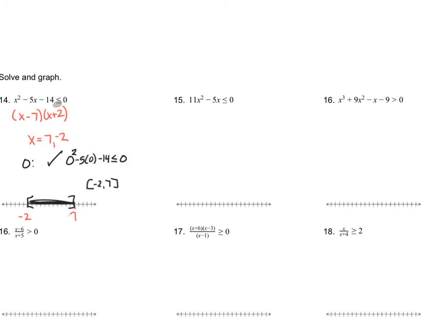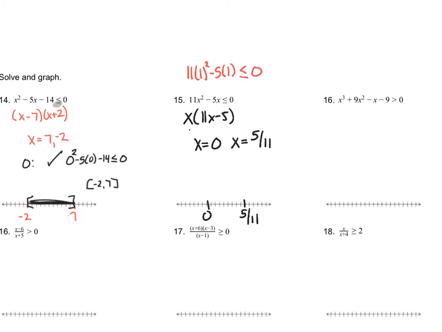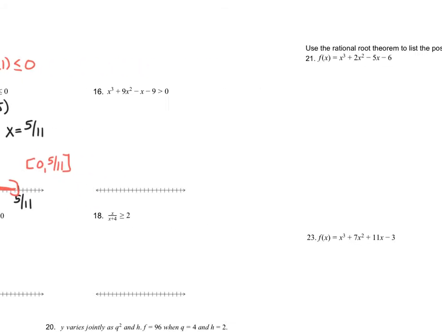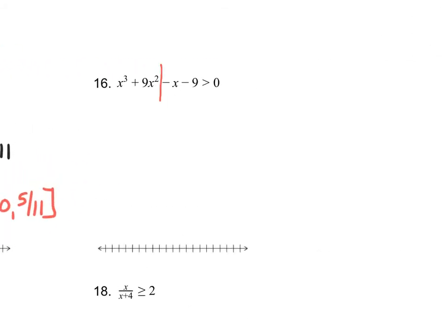Okay, I'm back. So we take an x out. We have 11x minus 5 left over, so x equals 0 and x equals 5 over 11. So this time it's hard to pick 0 because you can't. So I'll pick 1 and see if 1 works, and then we'll go from there. So when I fill in 1, I get 11 times 1 squared minus 5 times 1 should be less than 0. Because it did not work, we're going to shade in between because 1 was not in between our two numbers.